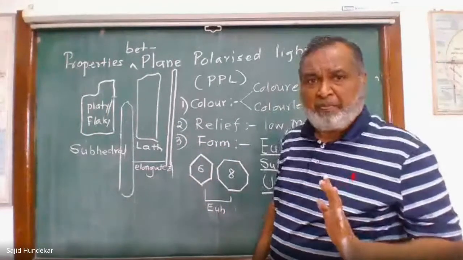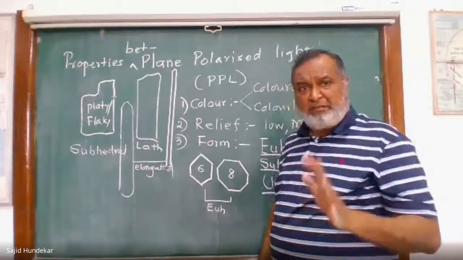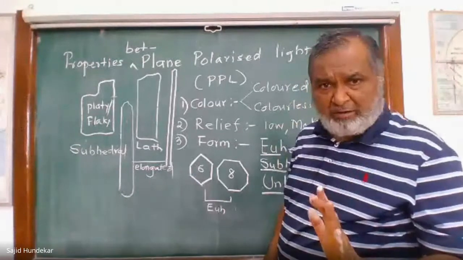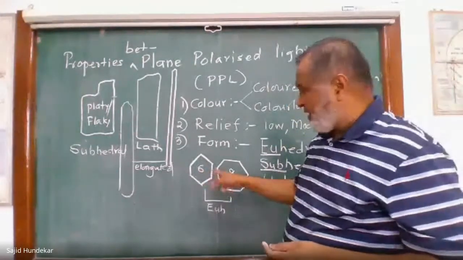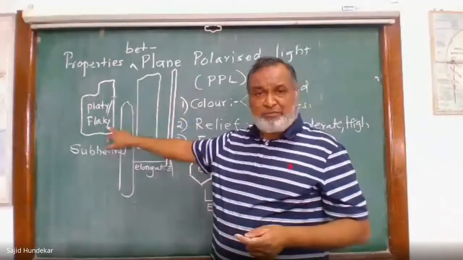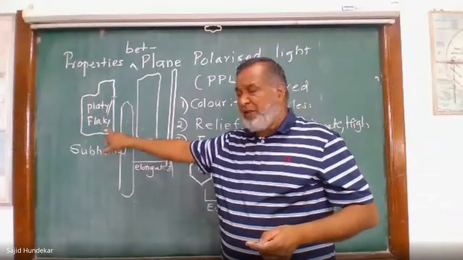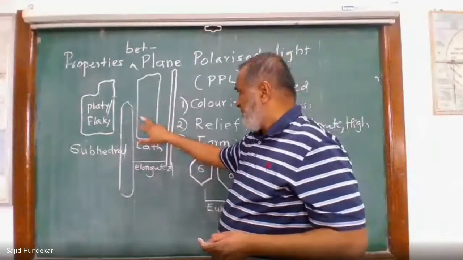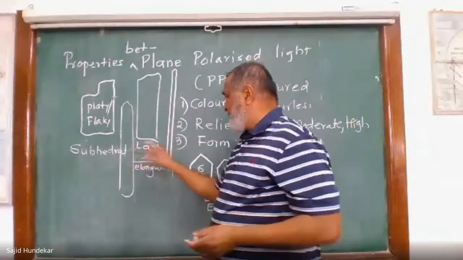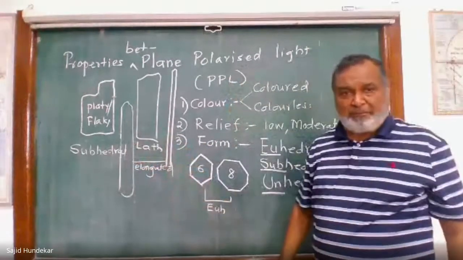Clear now? Any doubt up till now? Euhedral, subhedral. In euhedral we have 6 side and 8 side. Both are euhedral. Whereas in case of subhedral, we have flaky, lath shape and elongated. This is the flaky form, this is the lath shape, and these two are the elongated ones.